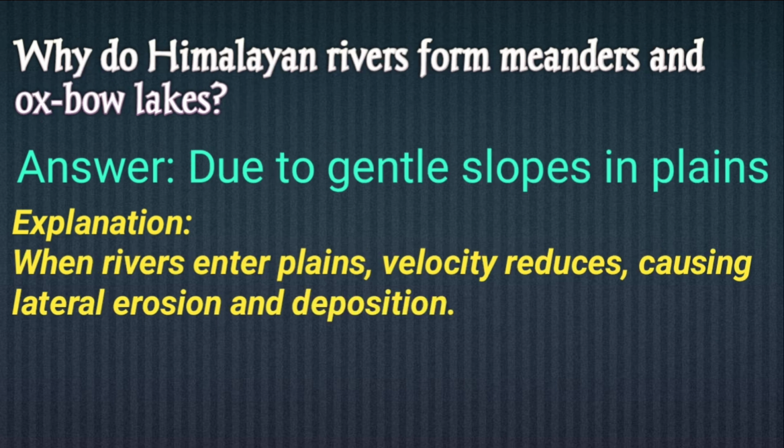Why do Himalayan rivers form meanders and oxbow lakes? Due to gentle slopes and plains. Explanation: When rivers enter plains, velocity reduces, causing lateral erosion and deposition.